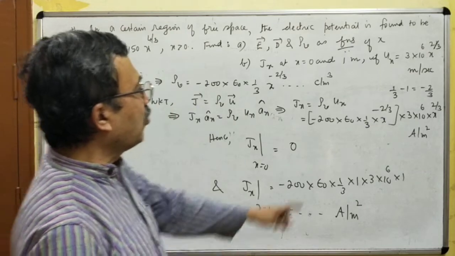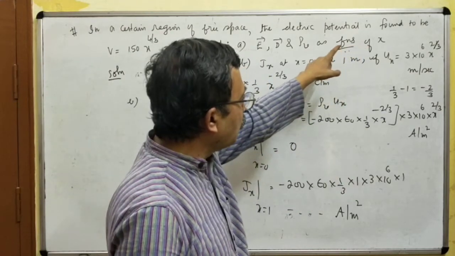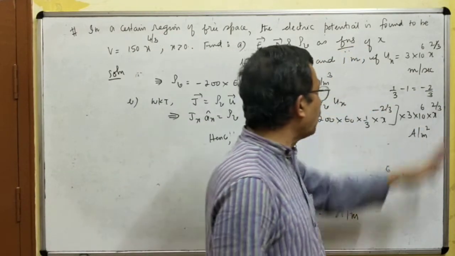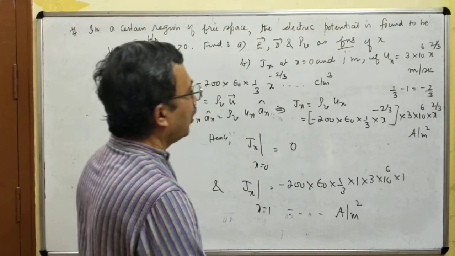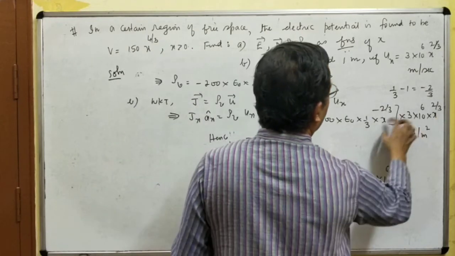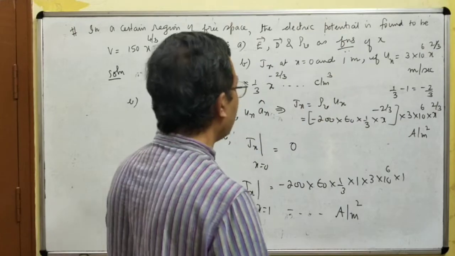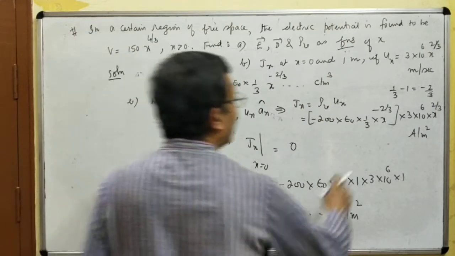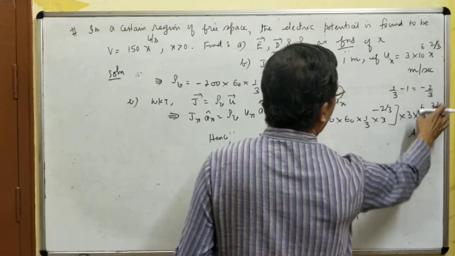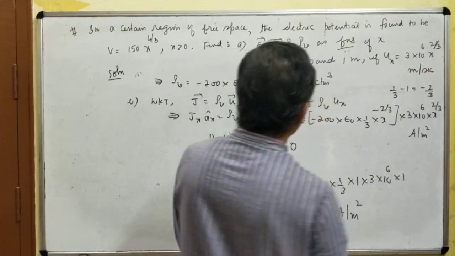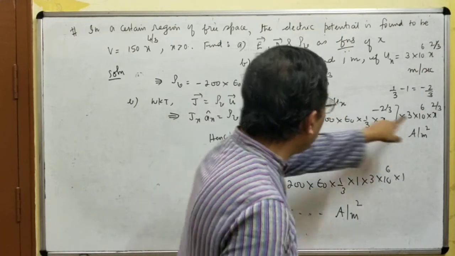So when you put x equal to 1, 1 to the power minus 2 by 3 is 1. 1 to the power 2 by 3 is also 1. When you multiply x to the power minus 2 by 3 and x to the power 2 by 3, you get x to the power 0, so x gets cancelled out. That means Jx will become independent of x.